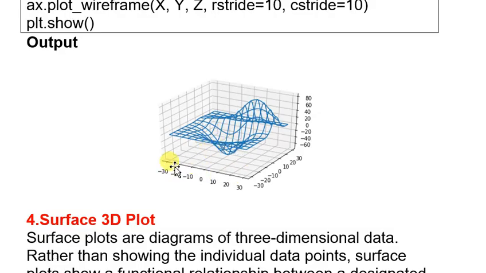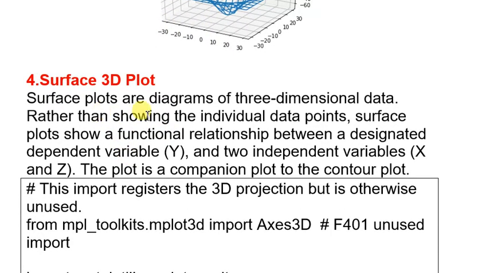This is the graph. Surface 3D plot. Surface plots are diagrams of three-dimensional data rather than showing individual data points. Surface plots show a functional relationship between a designated dependent variable and two independent variables, x and y.